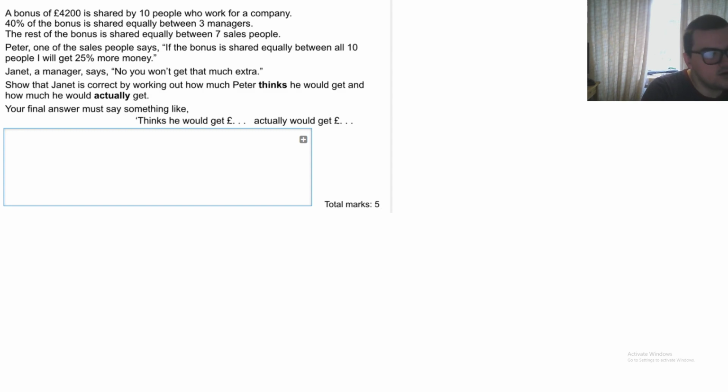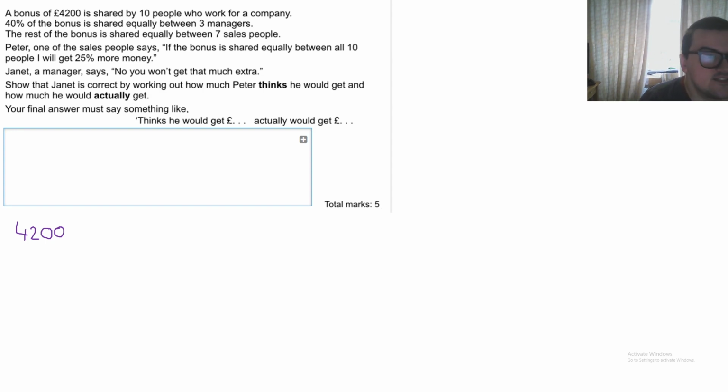So let's go through the question. A bonus of 4,200. So this is the total amount of money. Is shared between 10 people. 40% goes to 3 managers. The rest of the bonus is shared between 7 people.